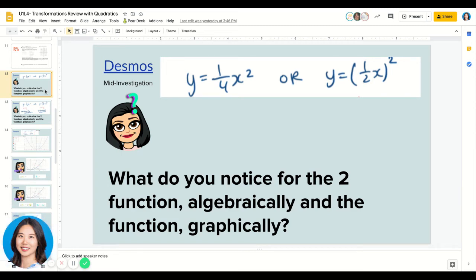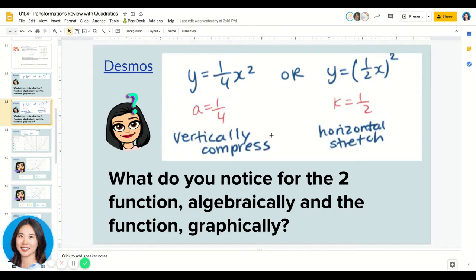So when we look at these two graphs, we can tell that algebraically they are the same. If you take the 1/2 outside of the brackets by squaring it, you will get 1/4x squared. So we're familiar with the fact that a is equal to a quarter. And this means that there's a vertical compression because its value is between 0 and 1. Meanwhile, when you look at it with the value being inside of that function, then k is equal to a half. And that refers to you having either a horizontal compression or a stretch.